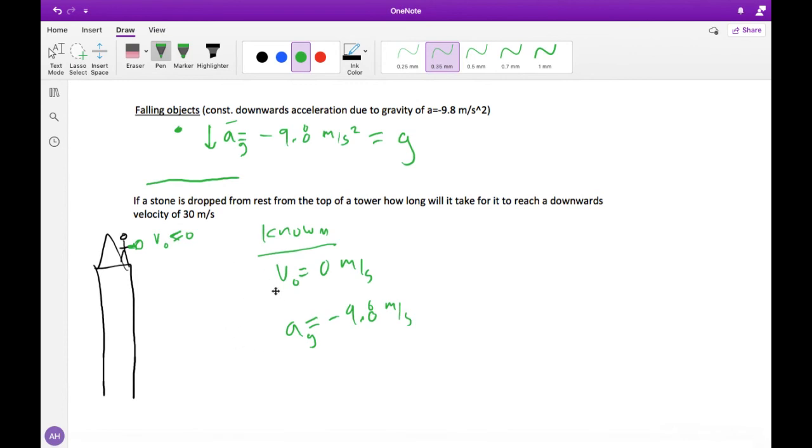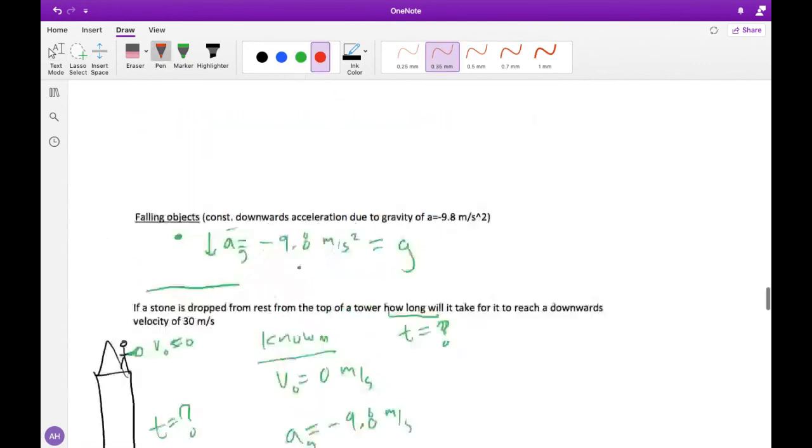What else do we know? It says how long, so we know we're trying to find the time. Time would be the unknown here, and we also know the final velocity is going to be 30. So in this problem, time is involved because that's what we're trying to find. We know the initial velocity, acceleration, and the final velocity.